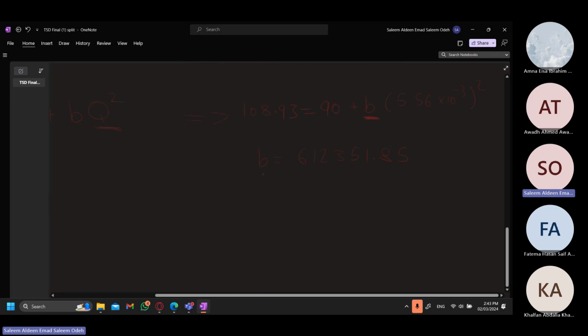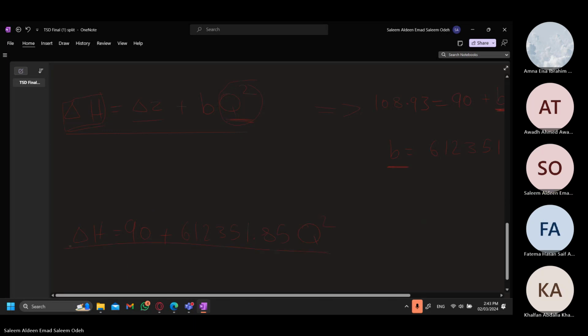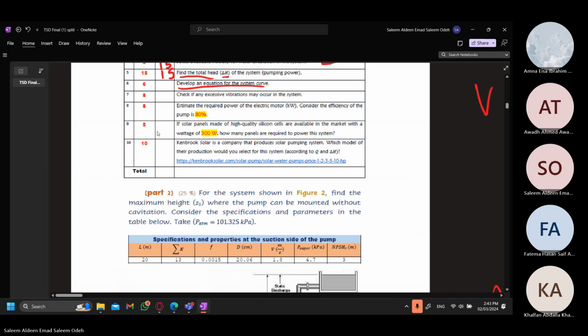Once you find the value for B, you need to rewrite this equation, but this time you're going to keep delta H as delta H, and you're going to keep Q squared as Q squared. So it'll end up being delta H equals 90 plus 612,351.85 Q squared. That is your answer. So now we just got another 6 marks.